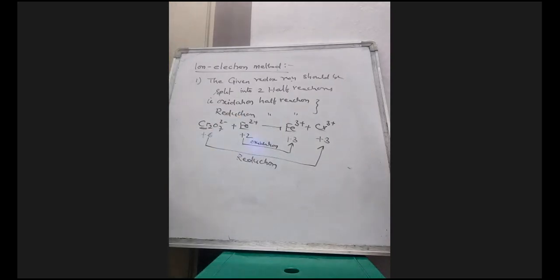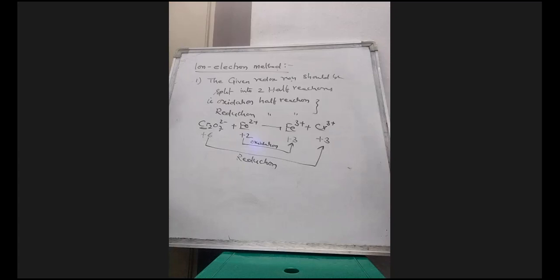Based on the oxidation state of a particular element, other than oxygen and hydrogen, whatever elements are there, we generally use them to find whether the oxidation state of a particular element increased or decreased. So this is the first step: split the given reaction into two half reactions, one oxidation half reaction and the other reduction half reaction.